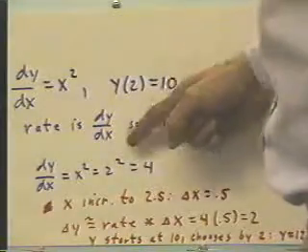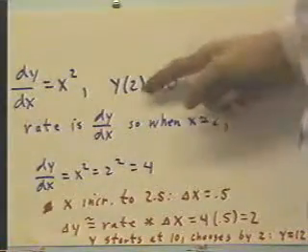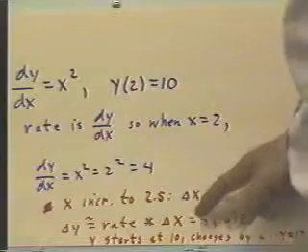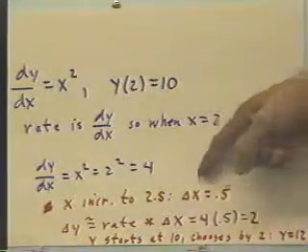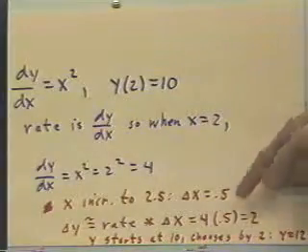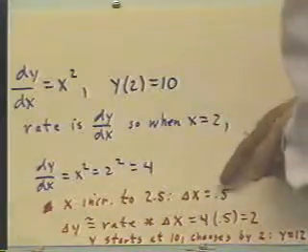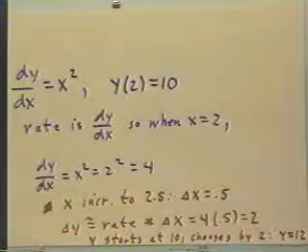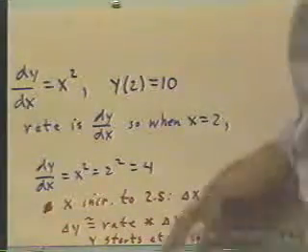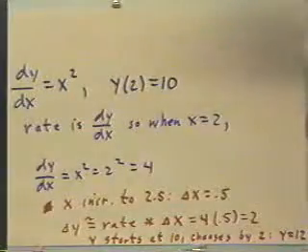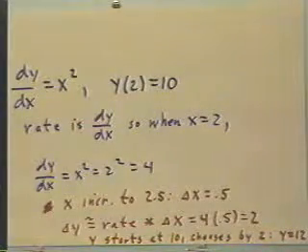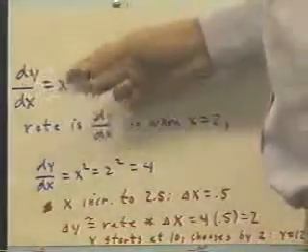Well, x is 2, okay? When x is 2, y is 10, and x is going to increase to 2.5. That means that our x increment, our delta x, has got to be 0.5. In order to go from x equals 2 to x equals 2.5, we got delta x equals 0.5. What's our delta y? Well, remember that delta y over delta x is approximately equal to our instantaneous rate.